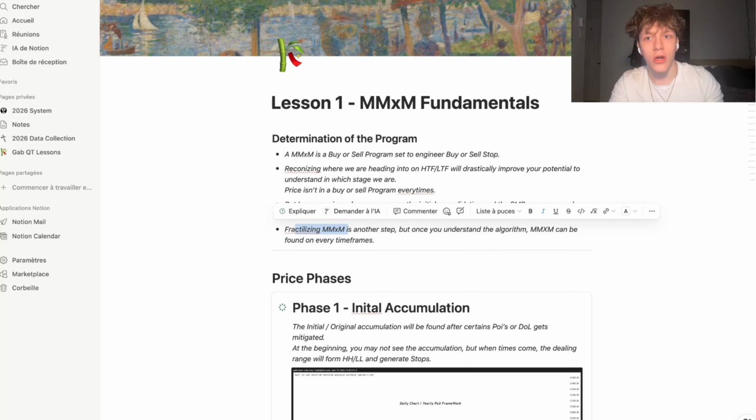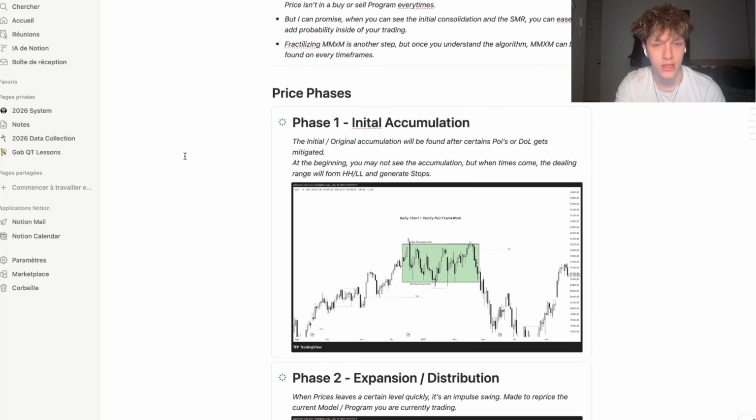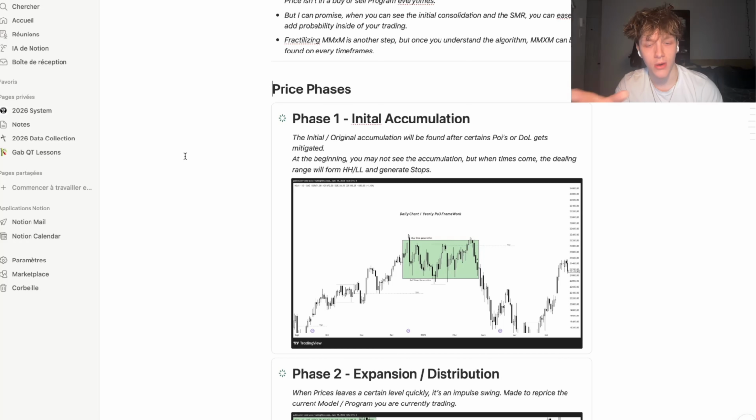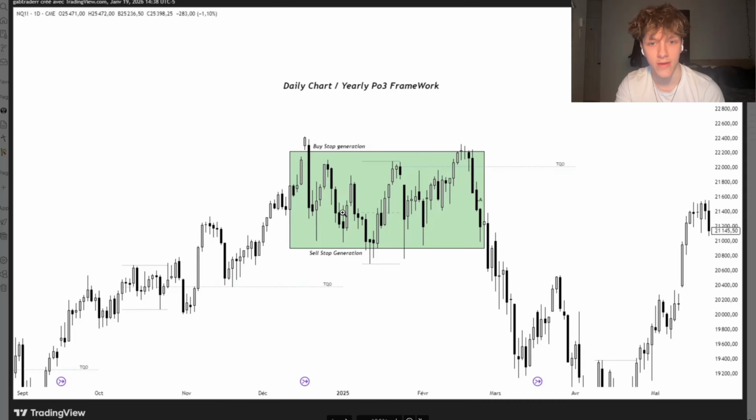All right, we're going to talk about the price phase. It's pretty simple. What I use the price phase for is just to understand how price moves. At the end of the day, it will give you insight into how a market maker model moves. The initial or original accumulation will be found after certain POIs or draw on liquidity get mitigated. At the beginning, you may not see the accumulation, but when time comes, the dealing range will form a higher high and lower low and just generate buy and sell stops, like I said at the beginning of this video.